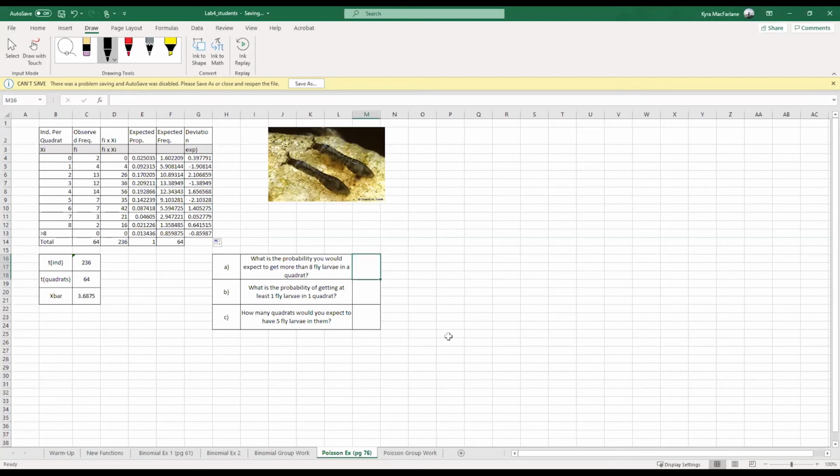Now we can answer our questions. So for A, what is the probability you would expect to get more than 8 fly larvae in a quadrat? That is what we calculated here, more than 8 flies per quadrat. This is the expected probability. For B, what is the probability of getting at least 1 fly larvae in 1 quadrat? That would be the sum of all probabilities 1 and greater. For C, how many quadrats would you expect to have 5 fly larvae in them? And we're asking how many quadrats, not the probability. So we're looking for the actual expected frequency.